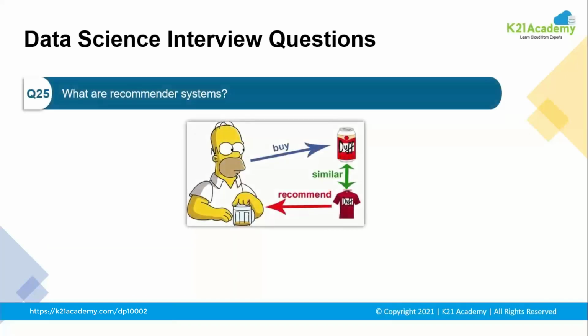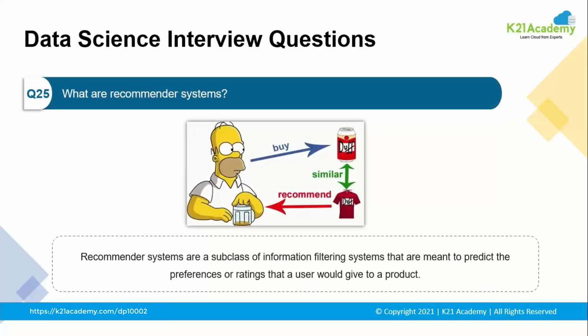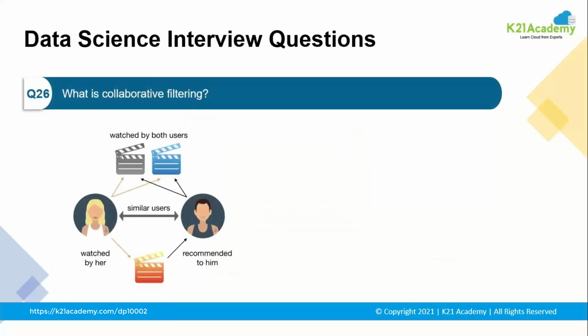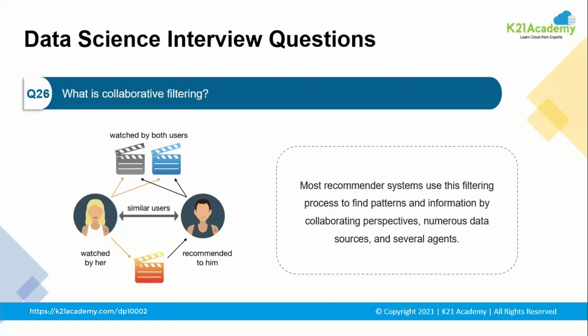Moving on to the next question, what are recommendation systems? Recommendation systems are a subclass of information filtering that are meant to predict the preferences or rating that a user would give to a product. Then the other part of information filtering is collaborative filtering. Collaborative basically means to learn from someone else's experience.